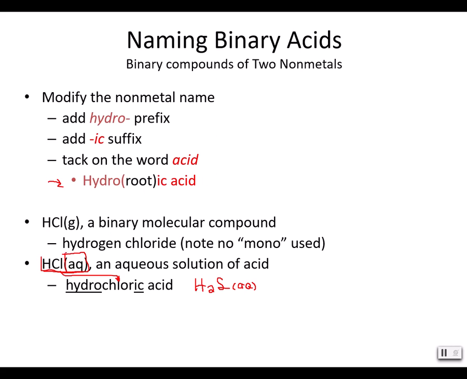Take-home message: to name acids, make sure you look for the AQ. Otherwise, if it's hydrogen and another nonmetal, then you would name it as just a binary molecular compound. So that's how to name and how to identify binary acids. In the next video, we'll talk about how to identify and name ternary, also called oxyacids.